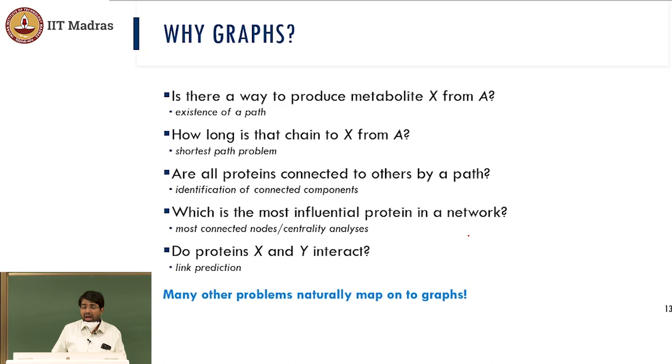And do proteins X and Y interact? So, same algorithm, guilt by association. X has friends or X has likings that are very similar. Y has likings that are very similar. So, X and Y are likely to be friends. X connects to a very similar set of proteins. Y connects to a very similar set of proteins. X and Y should be connected to each other.